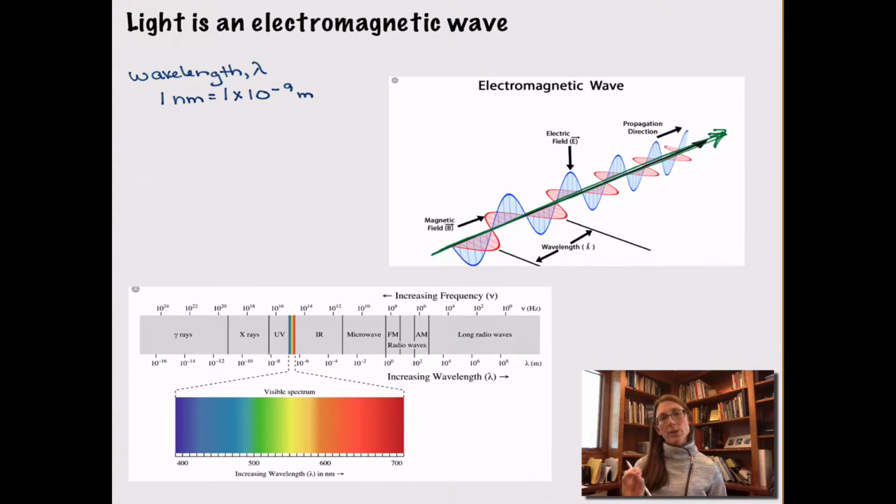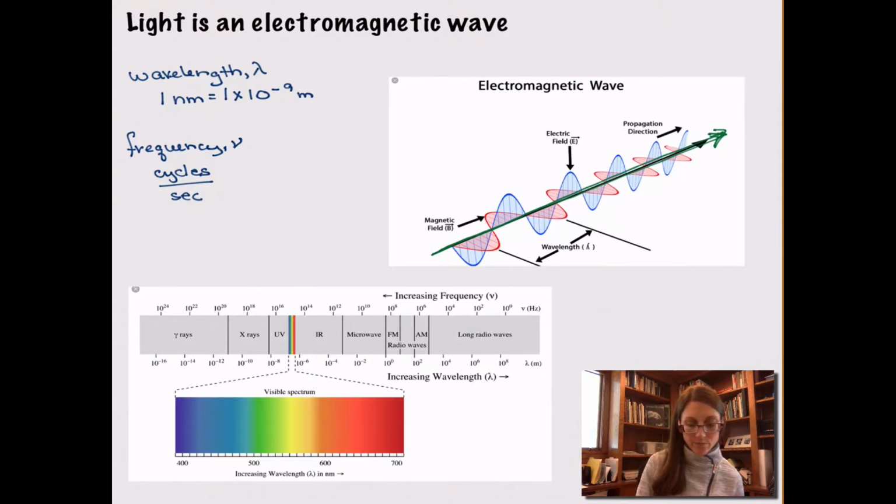Wavelength is one way to describe a wave, but we can also talk about its frequency. So frequency is how quickly the wave repeats itself. It is how many cycles per second are occurring. Now the symbol for frequency is the Greek letter nu. And although its units are formally 1 over seconds, how many cycles happen per second, we will typically use the unit hertz, which is just 1 over seconds.